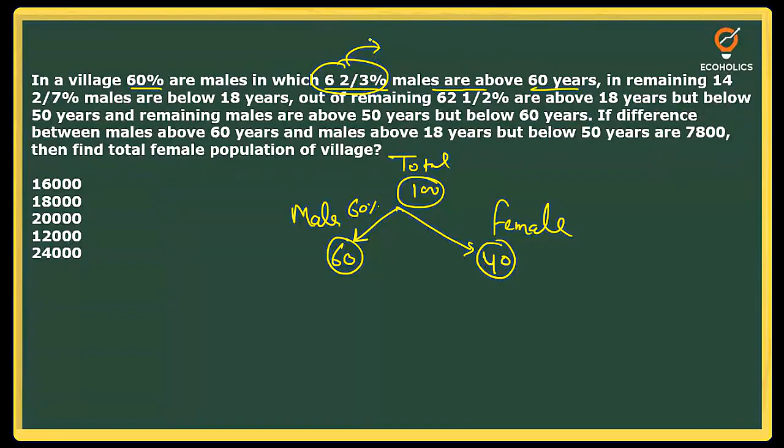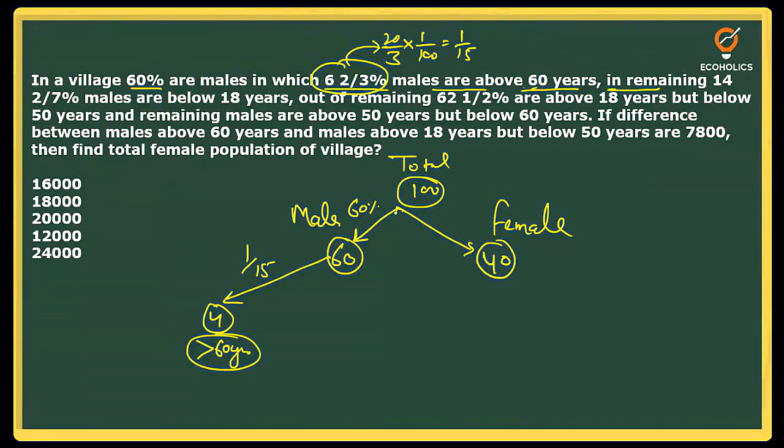Poonam is saying 12,000. Okay, let's check, Poonam. So it will be 6 into 20/3 into 1/100, which is 1/15. So out of this 60, 1/15 are above 60 years. So those are 4. These are greater than 60 years.